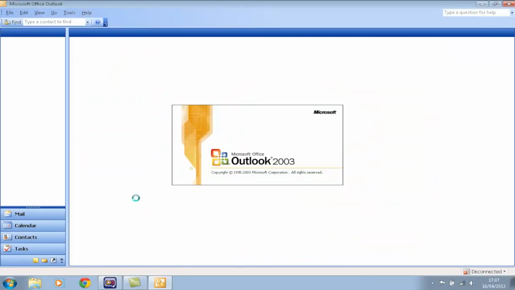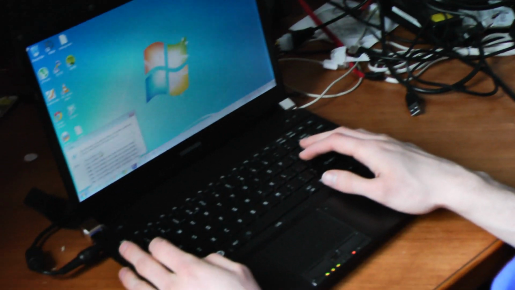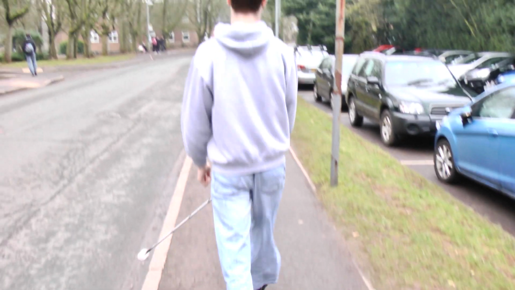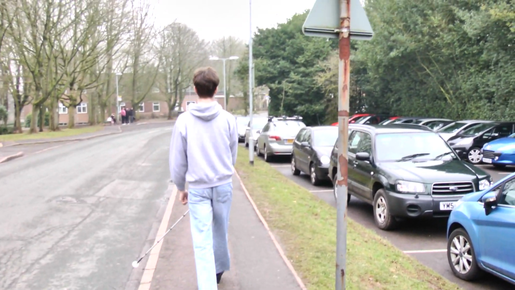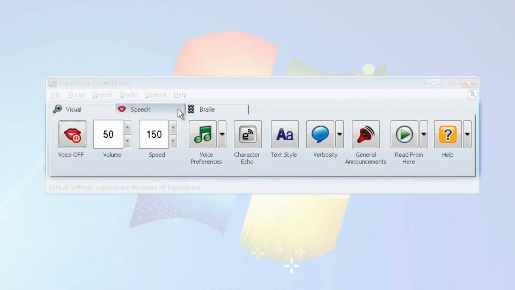I think SuperNova is extremely important for my education because I've used it pretty much every day for the past 13 years. I sometimes forget what it would be like without SuperNova. I mean, I read lecture slides with it. I do my coursework using it. I communicate with people with it. It's just unimaginable what it would be like without it.